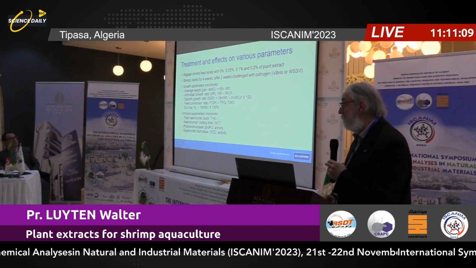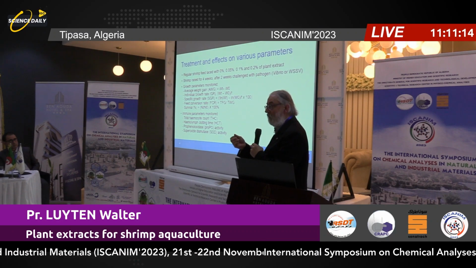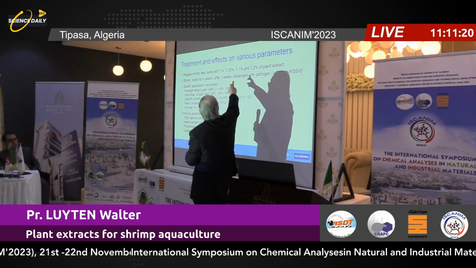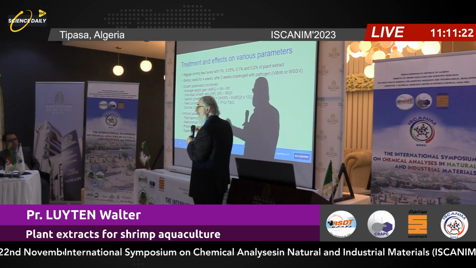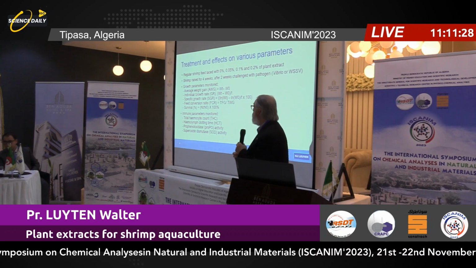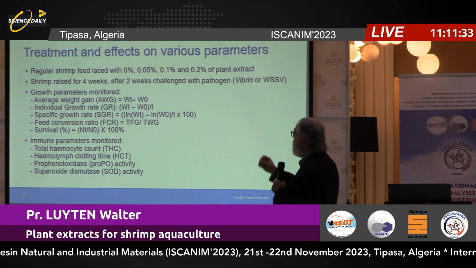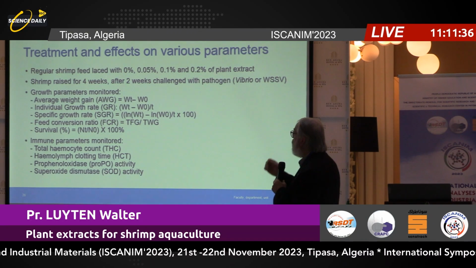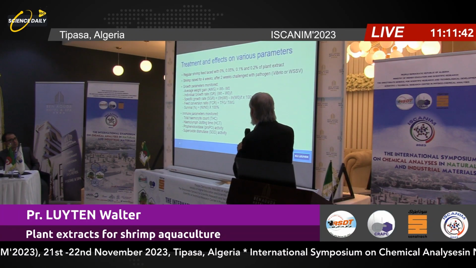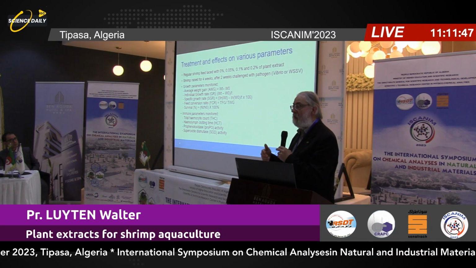And so we added these plant extracts to the regular shrimp feed at concentrations of 0.2%, 0.1%, 0.05%, and there was also regular shrimp feed with no extract added as a control. So we have 4 different treatment conditions. The shrimp were fed these 4 different formulations, of course in 4 different groups, during about 4 weeks. And after 2 weeks they were challenged with the Vibrio, so they were infected with Vibrio to see what would happen.